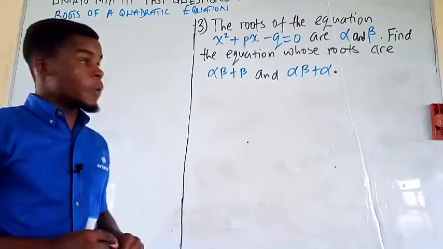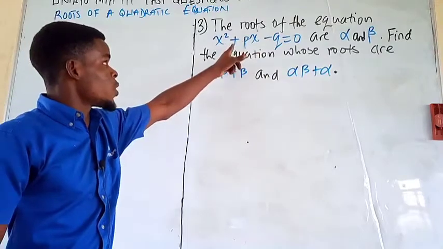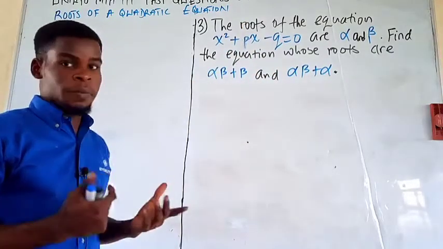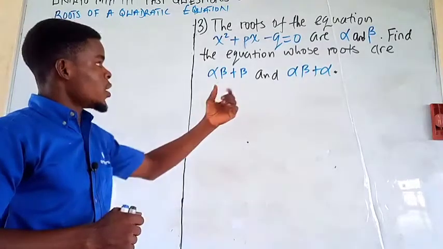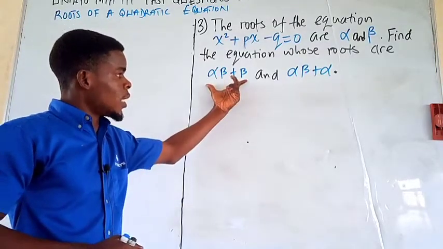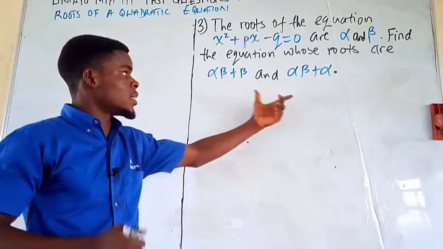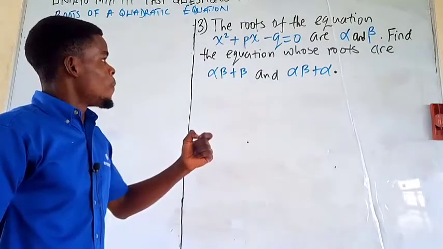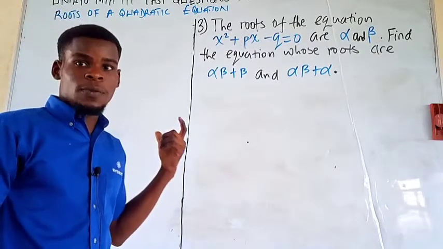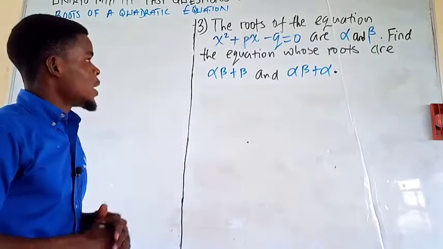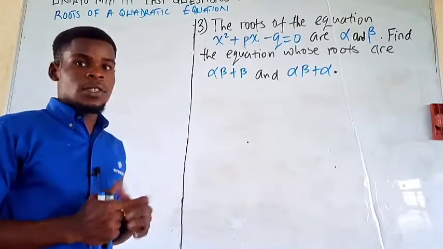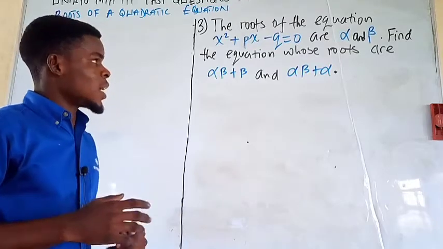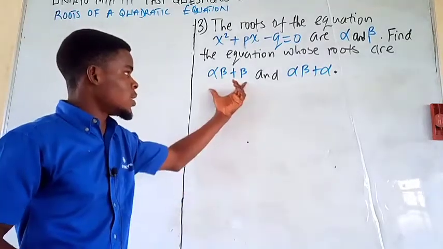Alright, so from the third question, we have it that the roots of the equation x squared plus px minus q equal to 0 are alpha and beta. Then find the equation whose roots are alpha times beta plus beta and alpha times beta plus alpha. Okay, so just like we did for the second question, we are given a certain equation and we are given the roots to be alpha and beta. Then we are asked to find a new equation whose roots are these, alright?